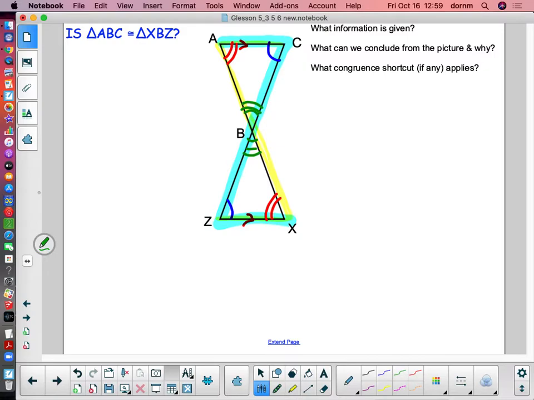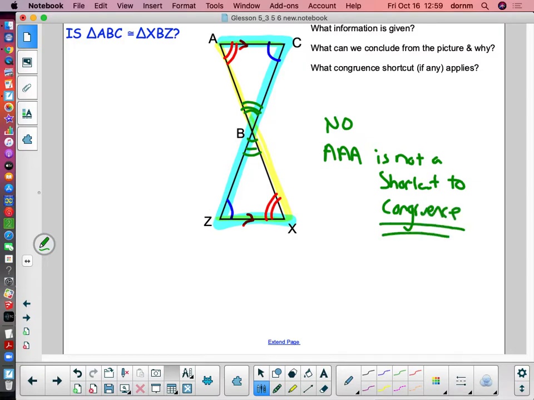Do I have congruent triangles? The answer is no. Angle, angle, angle is not a shortcut to congruence. And let me show you why.